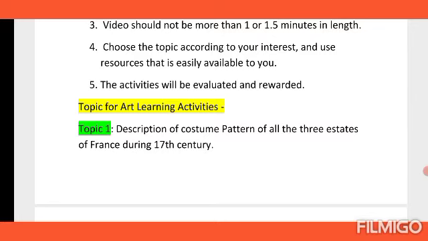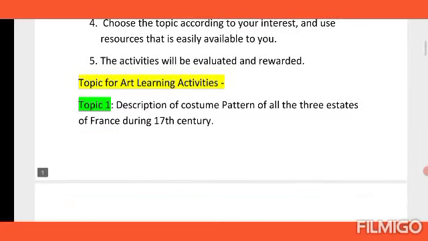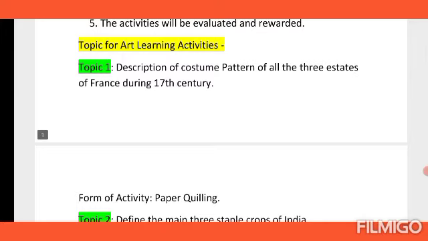So now I'm starting the topics which you can cover. You can see here, topic 1, description of costume pattern of all the 3 states of France during 17th century. The first chapter which we are doing recently is the French Revolution. In that we have studied about the French society, in which we saw there were 3 states. Clergies were there, nobles were there. Okay, and in the third state we saw various classes.